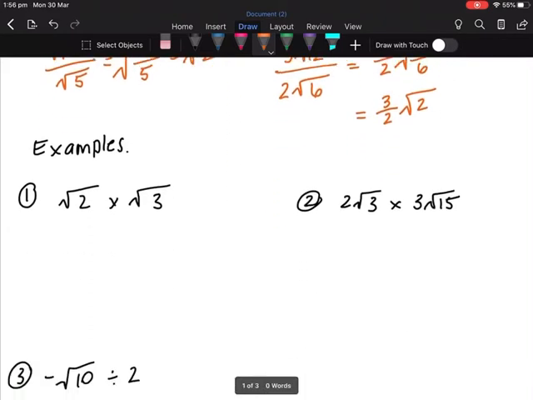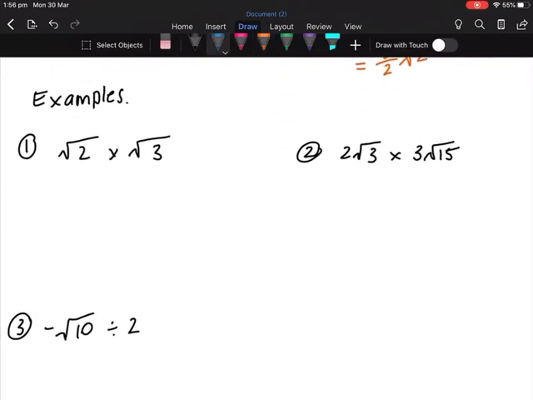All right, examples. So a nice easy one, the square root of 2 times the square root of 3. We just go 2 times 3 is 6, so therefore it is the square root of 6. Next one. This time we've got numbers out the front of the square root. So we can just go 2 times 3, which makes it 6.